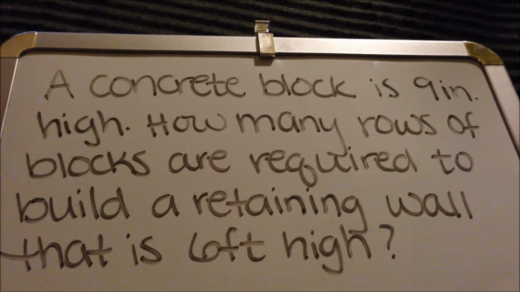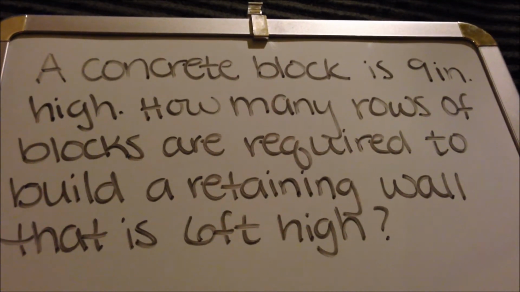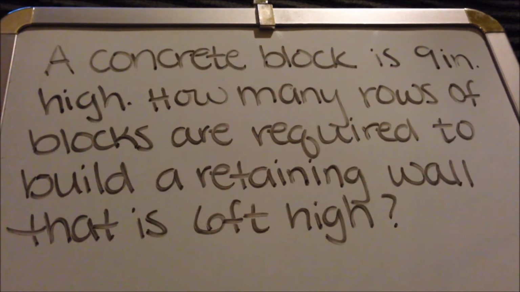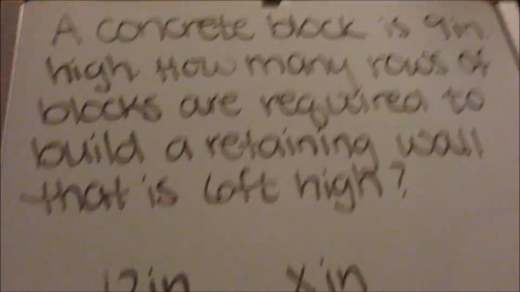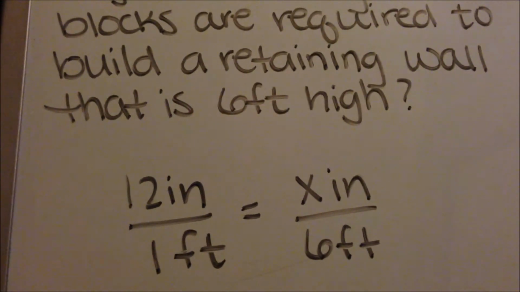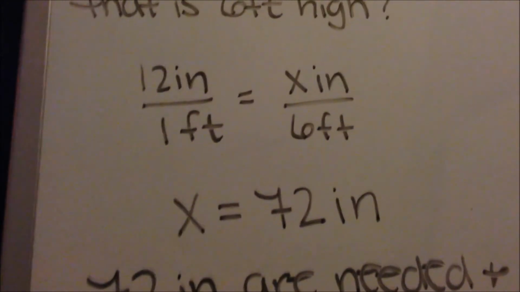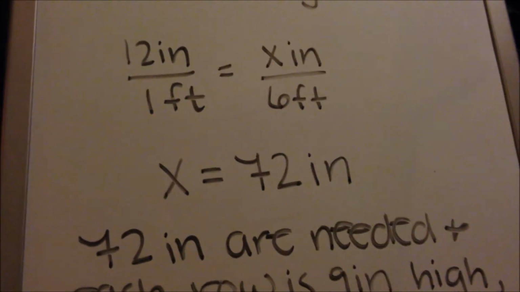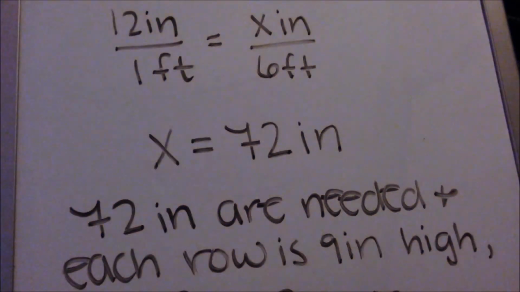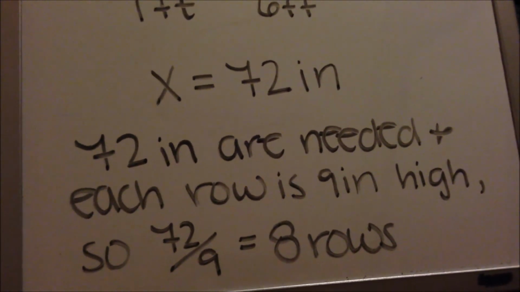A concrete block is 9 inches high. How many rows of blocks are required to build a retaining wall that is 6 feet high? Well, we need to figure out how many inches we need. There are 12 inches in 1 foot. Let's set that equal to x inches in 6 feet. Cross multiply, and we get x equals 72 inches. 72 inches are needed for the wall, and each row is 9 inches high, which means that we need 72 over 9, or 8 rows.